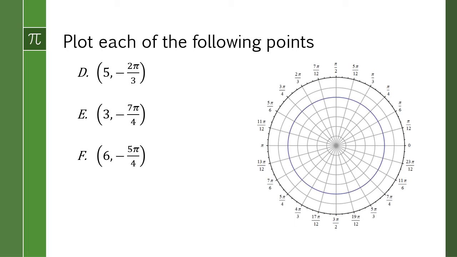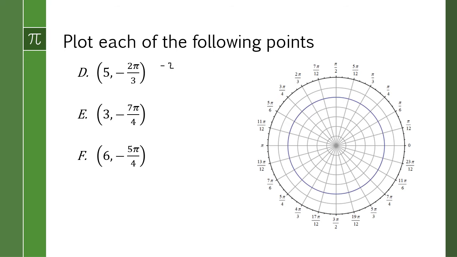So those were all positive angles. What if you have a negative angle? I don't see here on my grid paper anything that is negative. All of my angles are between 0 and 2 pi. They're between 0 and 360 degrees. So if you're given a negative angle measure, you have to find a coterminal angle that is positive. So you would take that angle and add 2 pi to it.